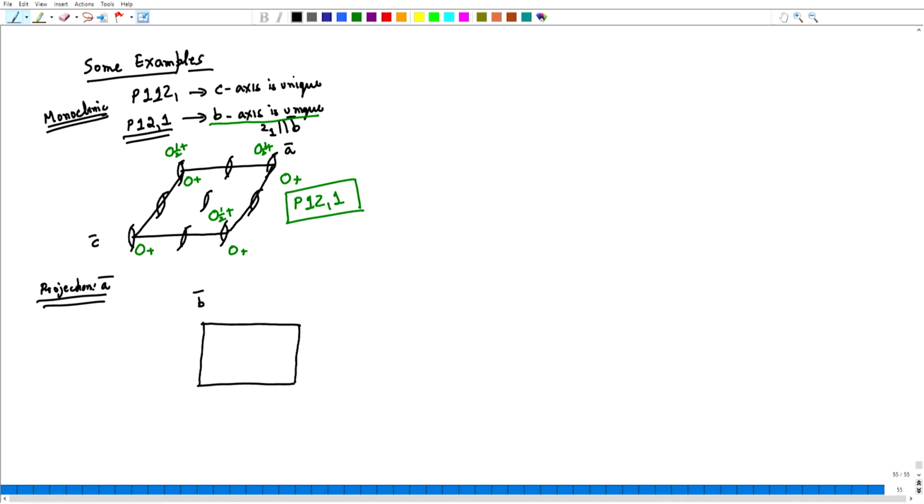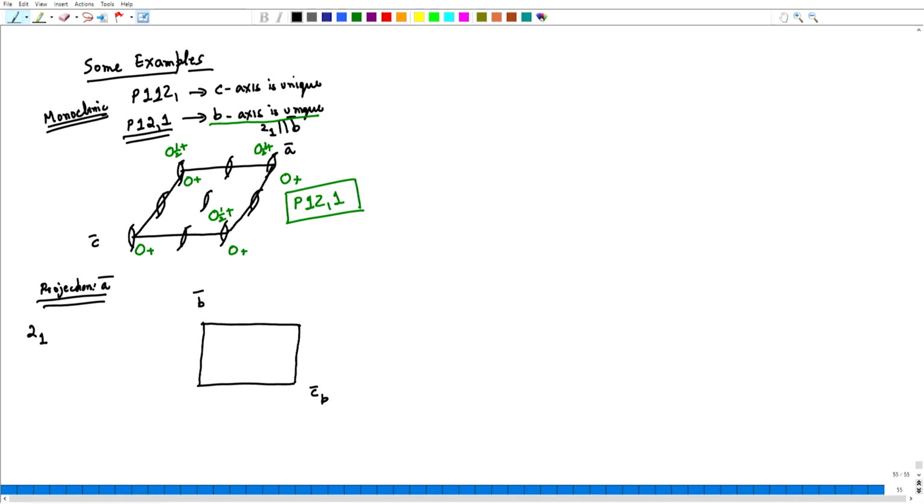Now, if you look, the C axis is at an angle to A. So, the C axis will get projected with a different length. So, we have to indicate that by simply writing C sub P, P meaning it is a projected axis, projected along A. Now, where is my two-fold screw axis? The 2 sub 1 screw axis, as we said, is parallel to the B vector. So, that means now it is in the plane of this figure.